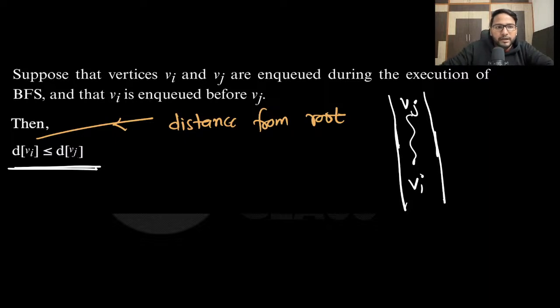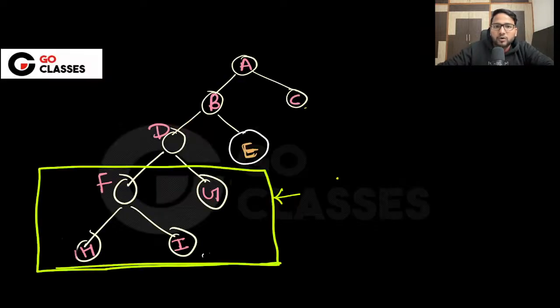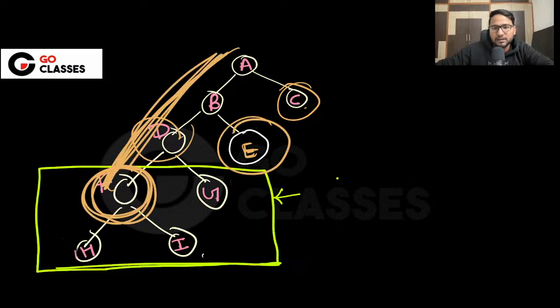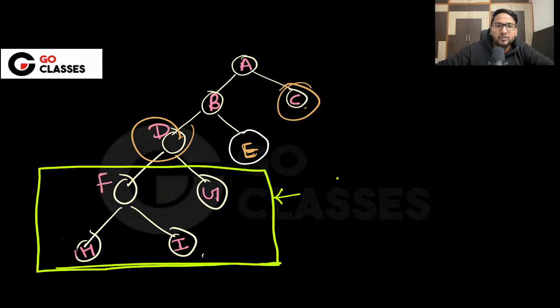See here, this is the distance of Vi, which means let's suppose I have this particular tree. So this distance is 1 from A, right? This distance is 1. Similarly, this distance is 1, this distance is 2, this distance is 2, this distance is 3. From A this is 3 distance, right? From A this is 3 distance, from A this is 3 distance. I mean, the number of edges in between: 1, 2 and 3.